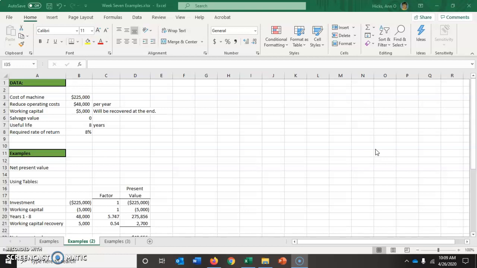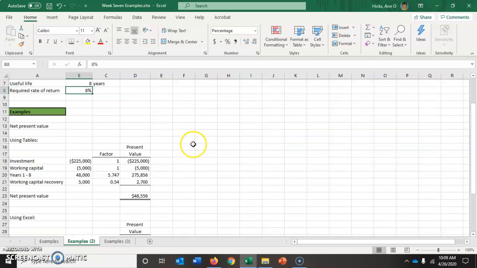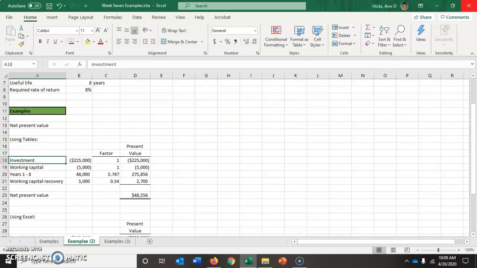And so what I'm going to assume is that I'm going to be setting aside or putting into the project $5,000 in cash over and above the cost of the machine. Now, what I anticipate is that at the end of the 8 years, I'm going to be able to recover that working capital. So everything else is the same, still no salvage value, useful life of 8 years, required rate of return of 8%.